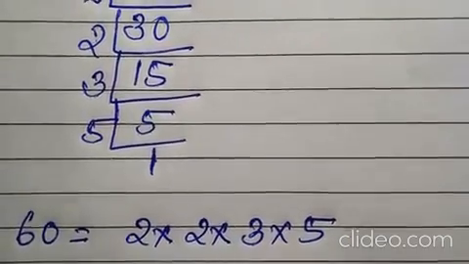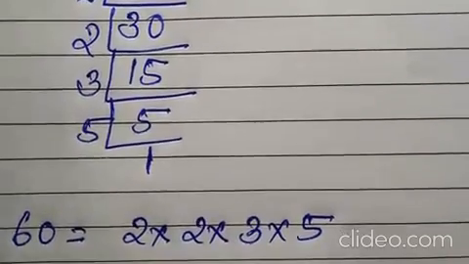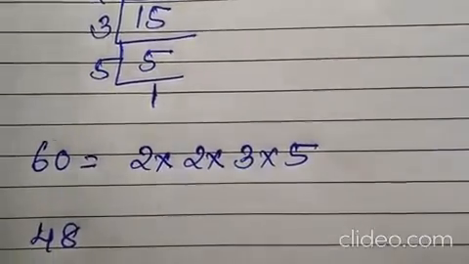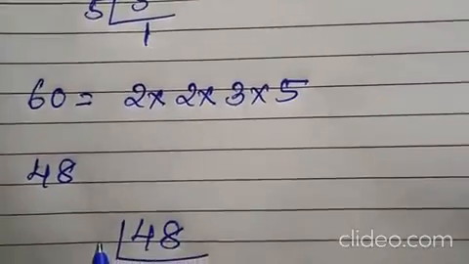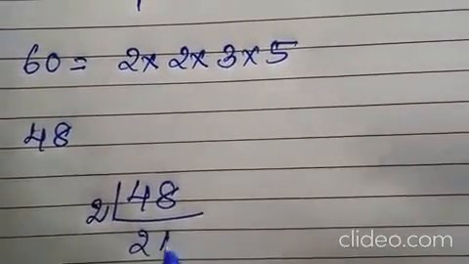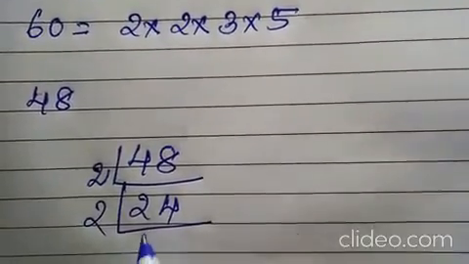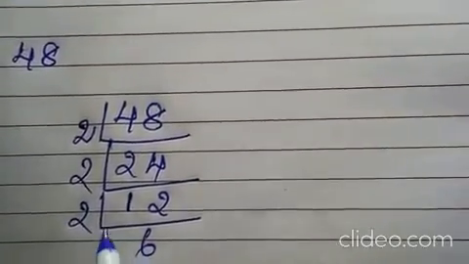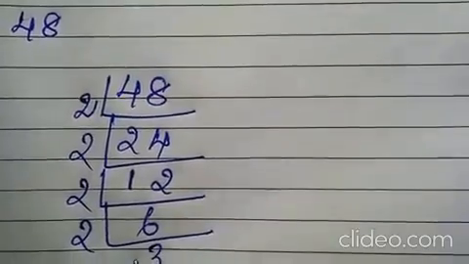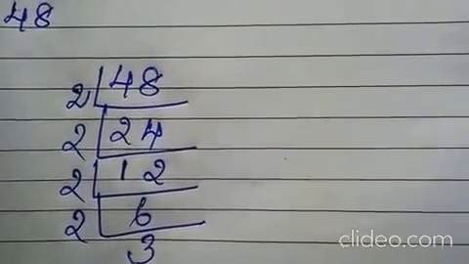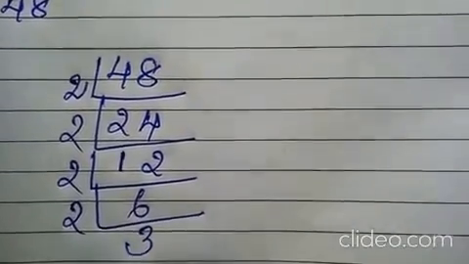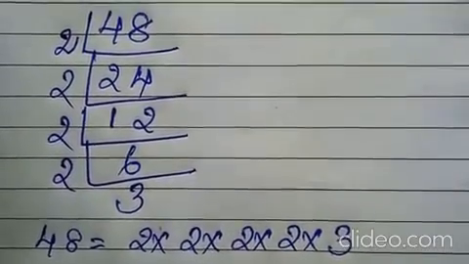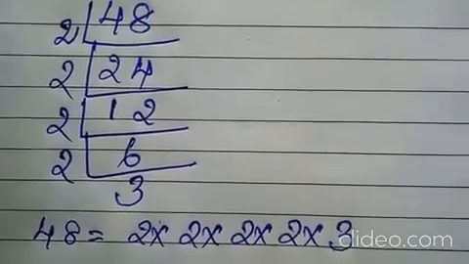Let us do another example. I will give you another question, 48. How to do 48? Write like this, the L division method. Which table will it come in? 2, 24. Again with the 2, it will come 12. Again with the 2, it will come 6, 2 6s are 12. Again with the 2, it will come 3. So 48 equals 2 into 2 into 2 into 2 into 3. In this way, we are doing the short division method.